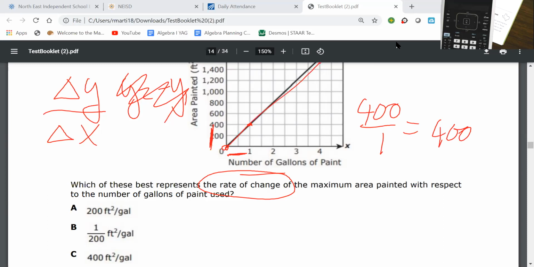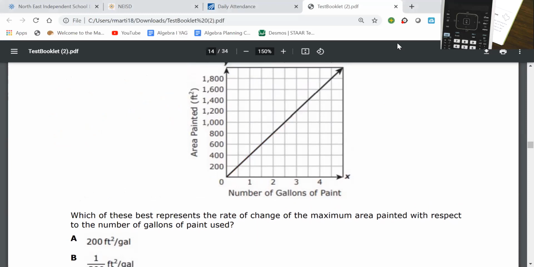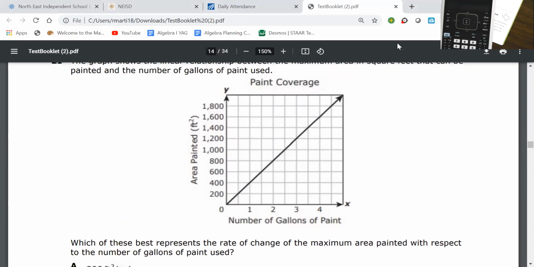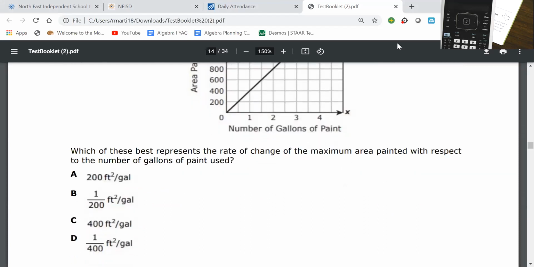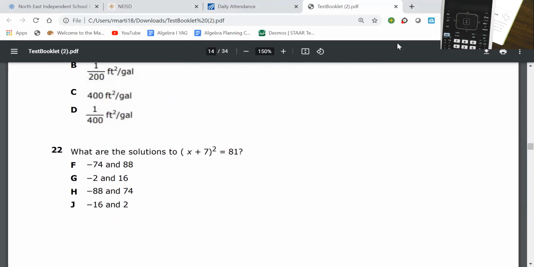But you could have picked any of those points. You could have gone all the way up here and said change in y is 1600, but that corresponds to a change in x of 4. So 1600 over 4 is still 400. So that would be answer choice C, as in Charlie.